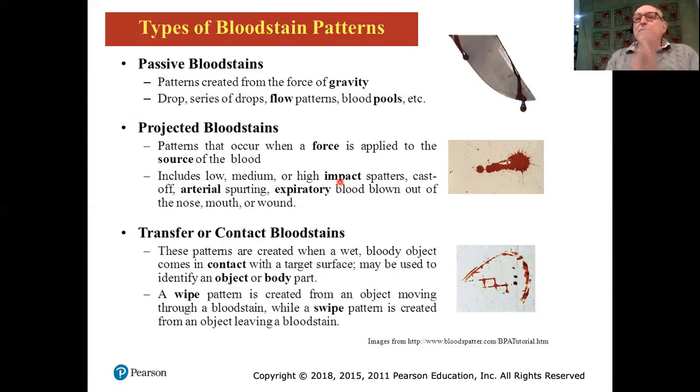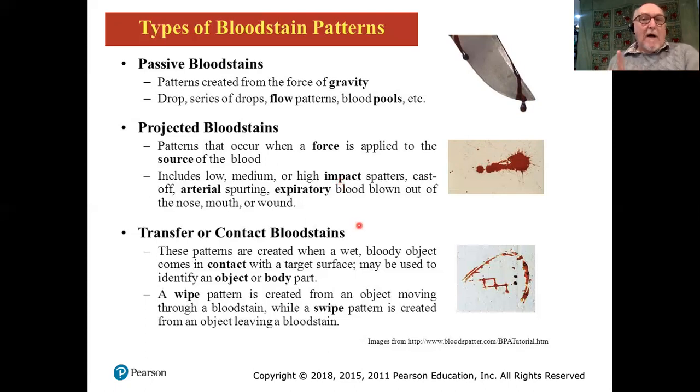An attack like this produces low, an attack like this produces medium. Any attack can span all three, but there may be a higher proportion of high impact with a gunshot than there would be with assault with a weapon like a fist or a log or something like that.